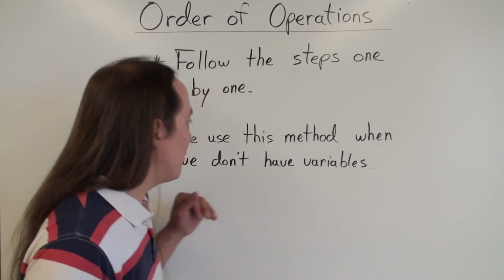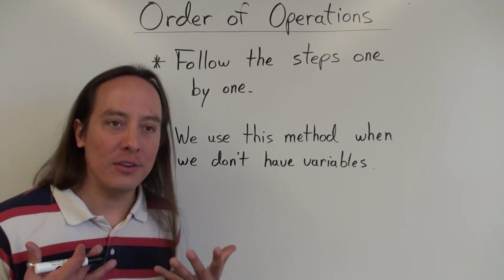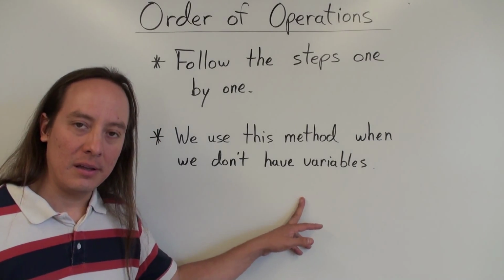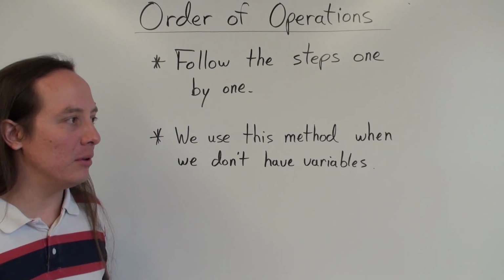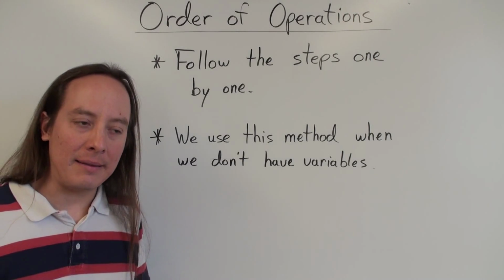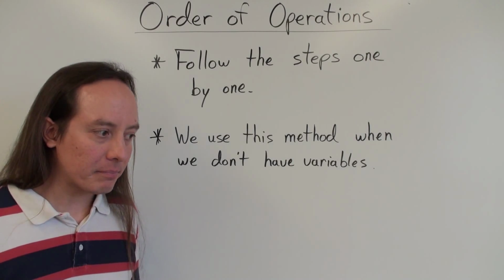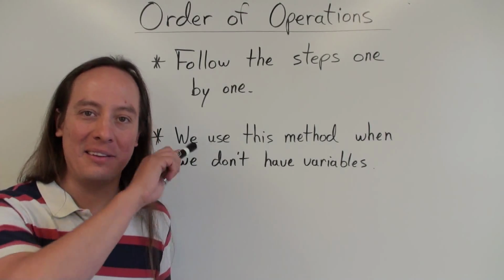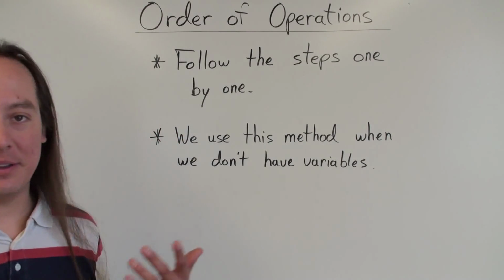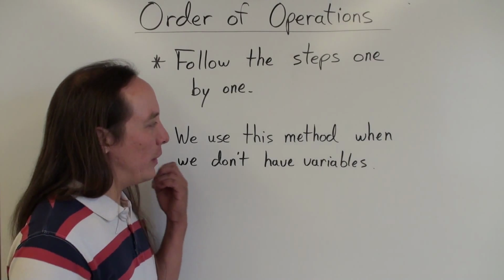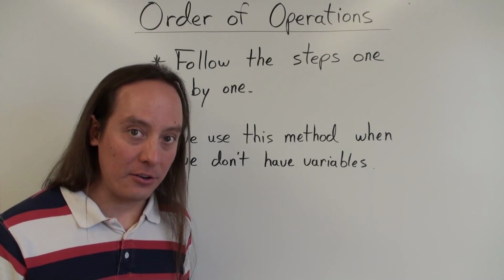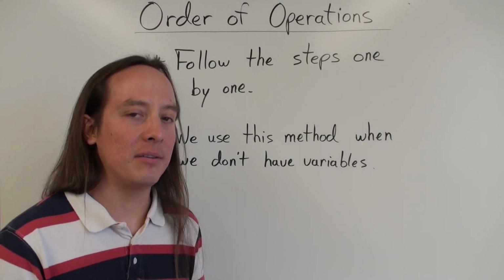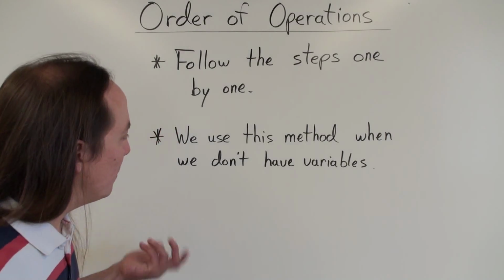Okay? The next thing I want to say is, when do we use the order of operations? We use it when we don't have variables. Remember what a variable is. A variable is a letter that takes the place of an unknown number, a number that we don't know. Usually it's the letter X, right? They usually put the letter X, and that would be the variable. So we can't use the order of operations when there are letters, when there are variables. A variable can be any letter, but it's taking the place of a number that we don't know.